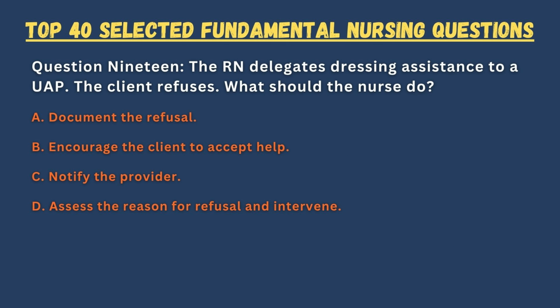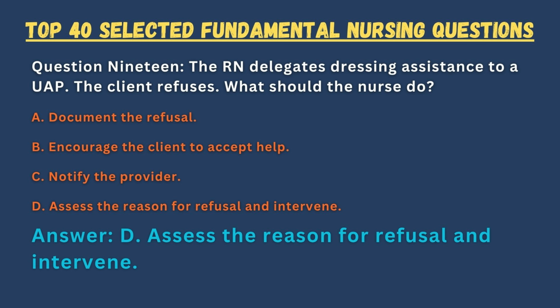Answer. B. Ensuring the delegatee understands the task. Question 19. The RN delegates dressing assistance to a UAP. The client refuses. What should the nurse do? A. Document the refusal. B. Encourage the client to accept help. C. Notify the provider. D. Assess the reason for refusal and intervene.